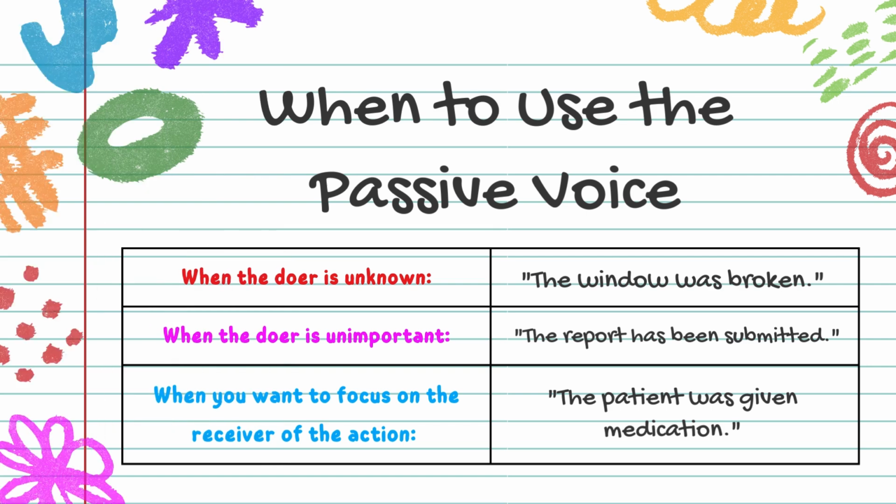While the passive voice can be useful, it's essential to use it judiciously. Here are some common scenarios. When the doer is unknown: the window was broken. When the doer is unimportant: the report has been submitted. When you want to focus on the receiver of the action: the patient was given medication.